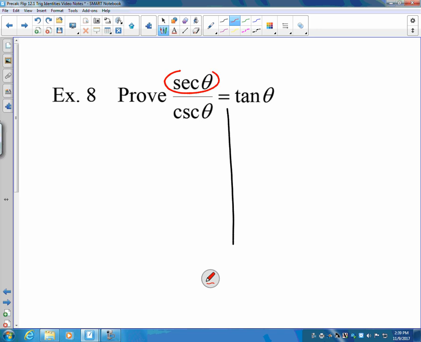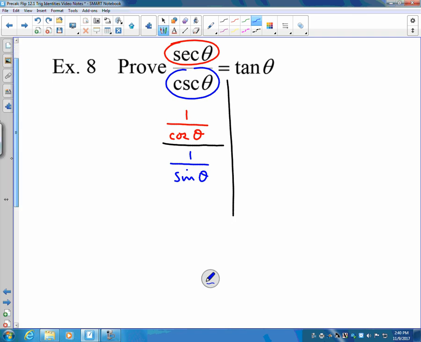What do you think? We're looking to prove it, so we're going to draw a line down the middle. I usually choose to work with the more complicated side. I know that sort of sounds crazy, but that's usually what I do. So I'm going to leave the tangent alone, and I'm going to rewrite the secant as 1 over the cosine. And then I'm going to write the cosecant as 1 over the sine. That doesn't look like tangent, but whatever, it's something.